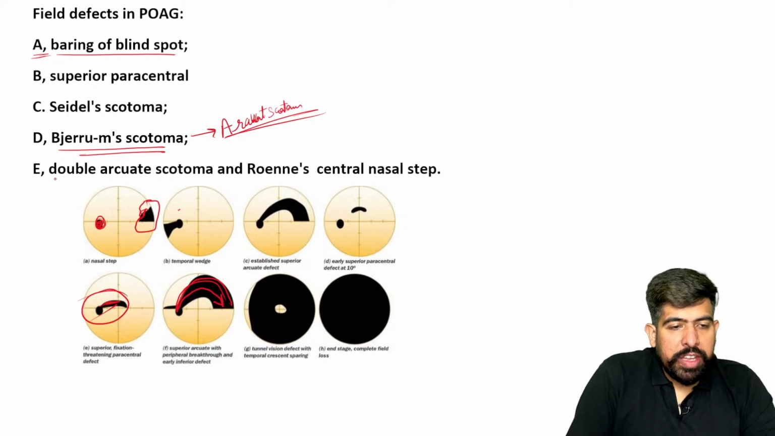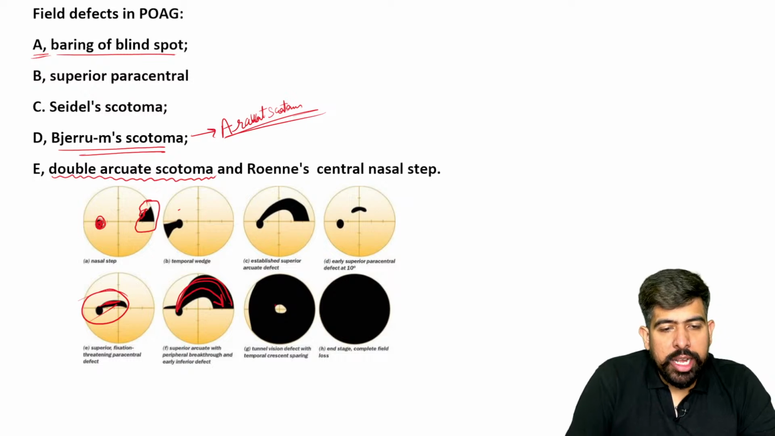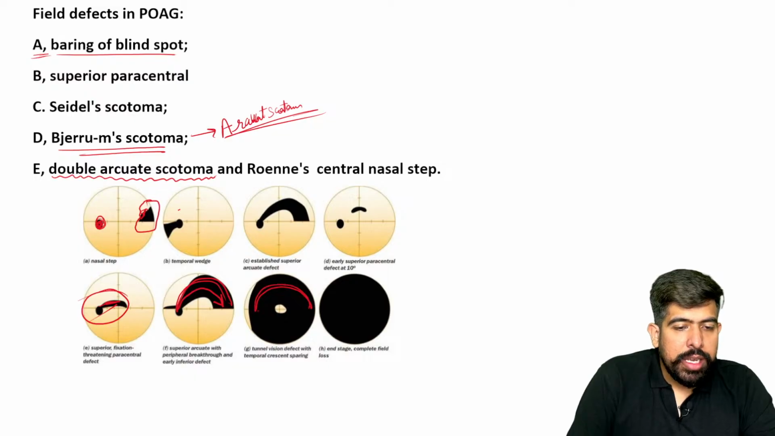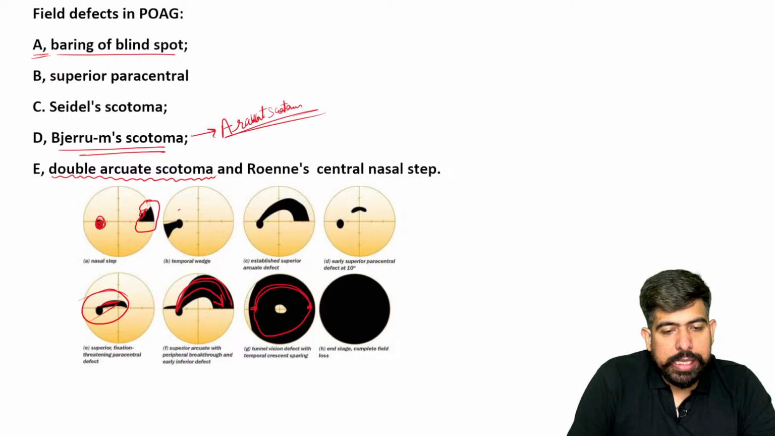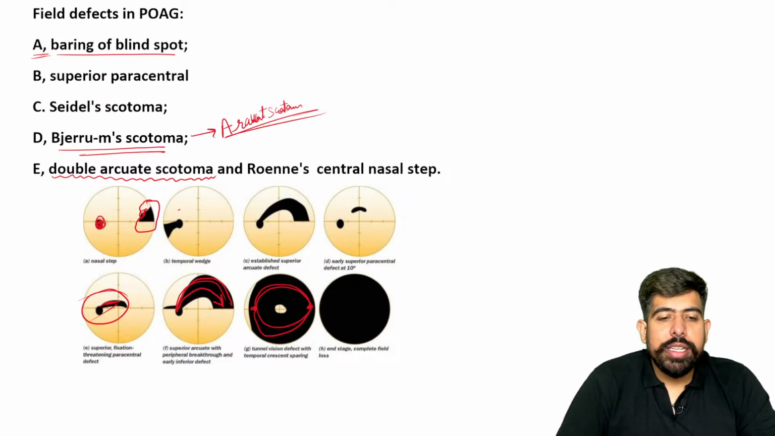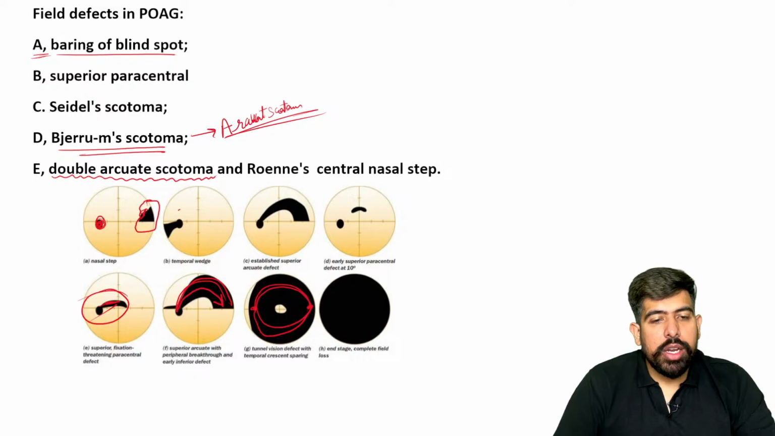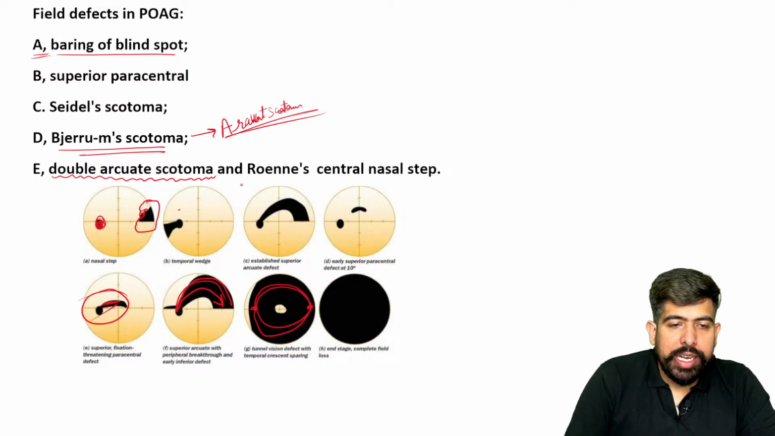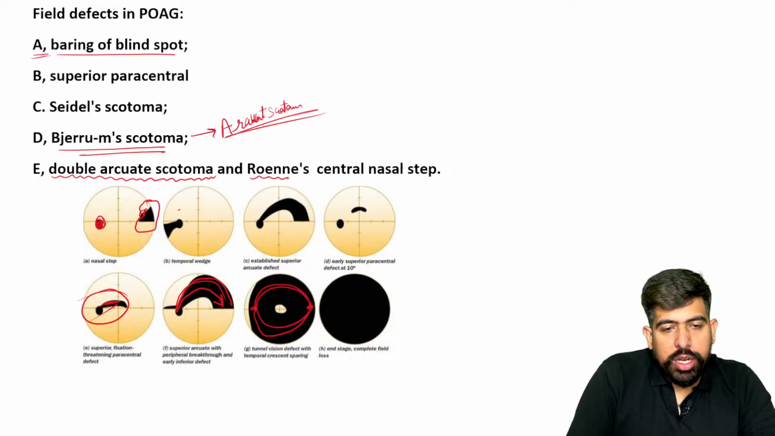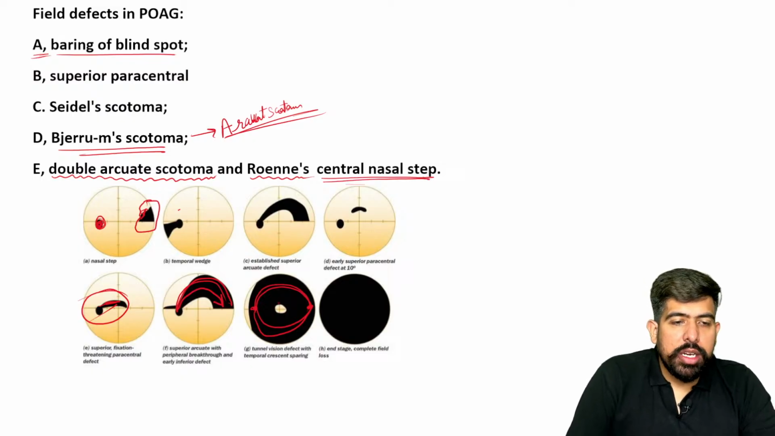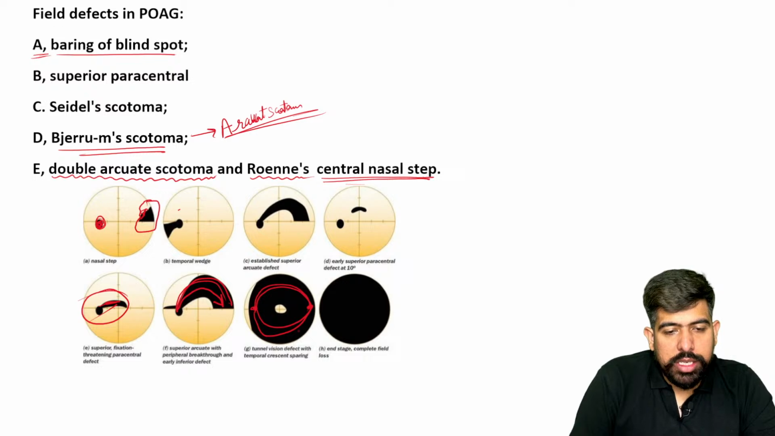Not only this, we can see a double arcuate scotoma. What is the meaning of double arcuate? If this arc covers the superior side like this, and this arc also covers the inferior side like this, this is known as double arcuate scotoma, also known as Ronne's central nasal step, and also known as tunnel vision.